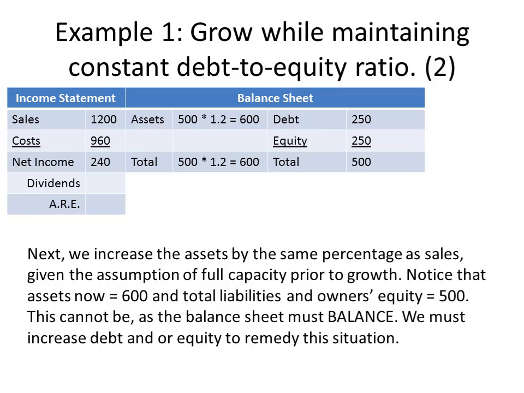Continuing with our first example, we must now increase the assets. If we assume that we were running at full capacity beforehand, meaning that we couldn't produce another single unit of the good or service without additional assets, we can make the assumption that the assets have to grow at the same rate as sales. And so that's what we've done here. We've multiplied our assets of 500 times 1.2 to come up with 600.